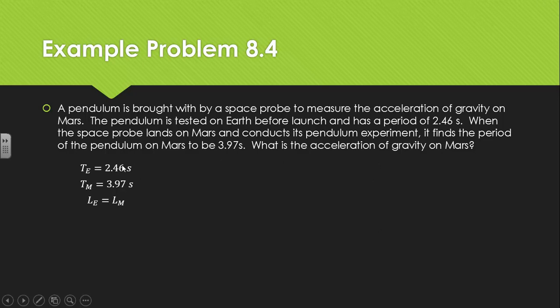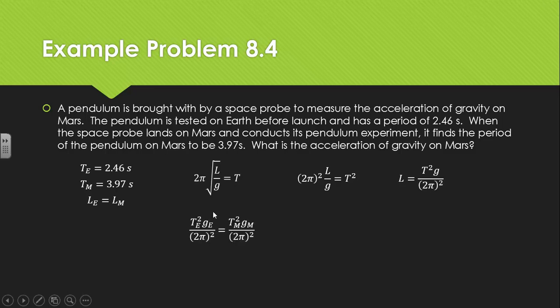So some things that I can say right away: the period on Earth is 2.46 seconds, the period on Mars is 3.97 seconds, and I know the length of the pendulum doesn't change. I'm using the same pendulum, so the length on Mars and the length on Earth would be the same. Well, if 2 pi times the square root of L over g is equal to the period, I could maybe solve this for the length and get some ratio of period to g. So my first step in solving for length is to square everything, and then I'll multiply by g and divide by 2 pi squared. And so the length is equal to period squared times g divided by 2 pi squared.